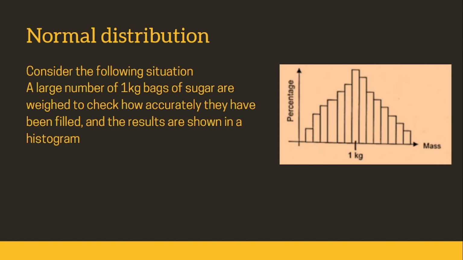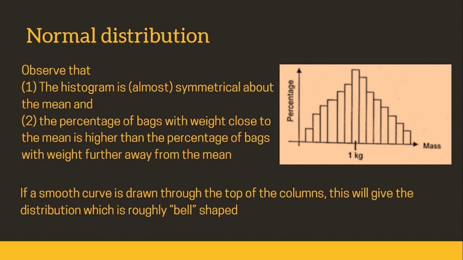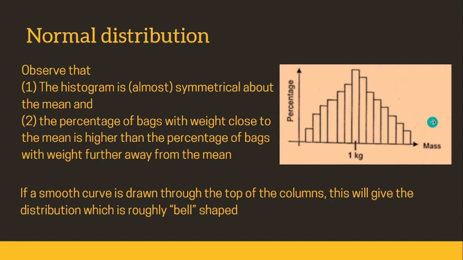So now let's consider the normal distribution and the situation where we have a large number of 1 kg bags of sugar, which are weighed to check how accurately they have been filled. Usually the results will be shown in a histogram as you can see. Notice that the histogram is almost symmetrical about the mean, and the percentage of bags with weight close to the mean is higher than the percentage of bags with weight further away from the mean. So if a smooth curve is drawn through the top of the columns, this will give a distribution which is roughly bell-shaped.